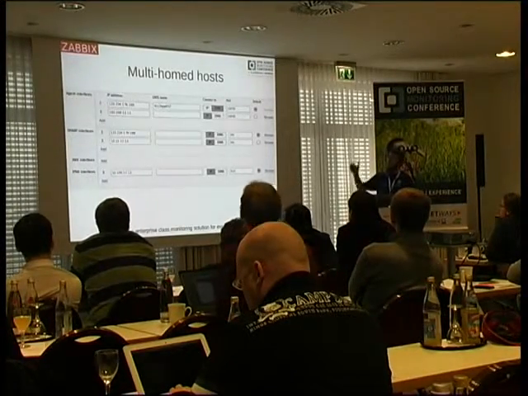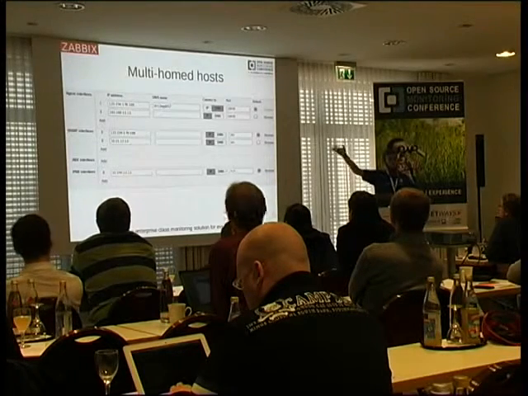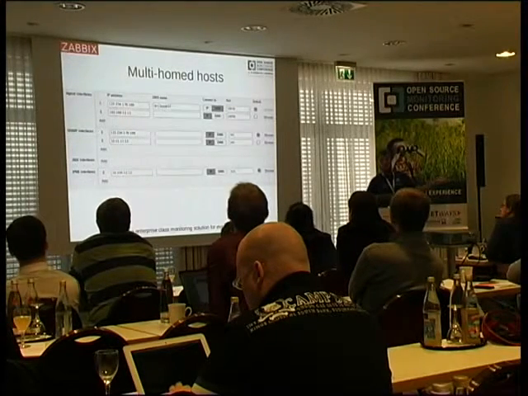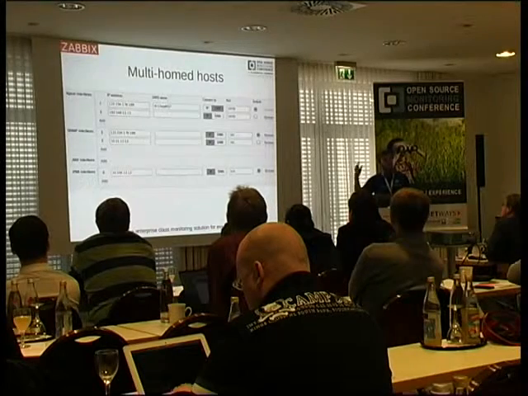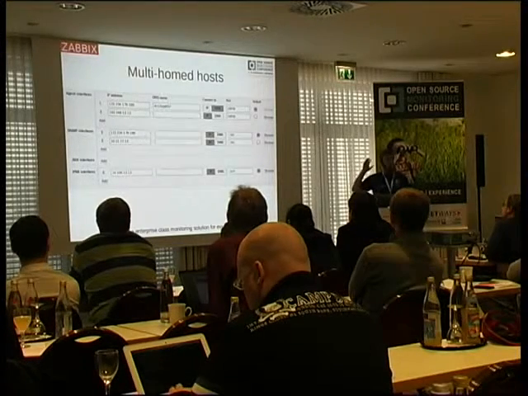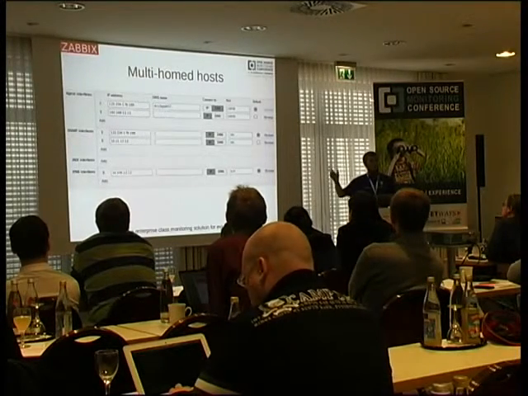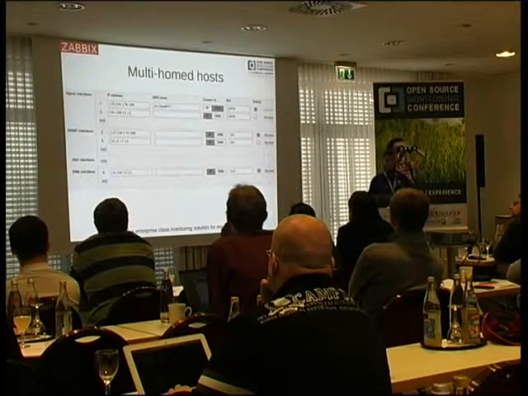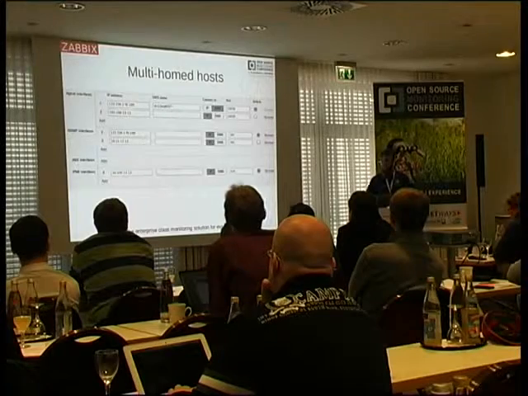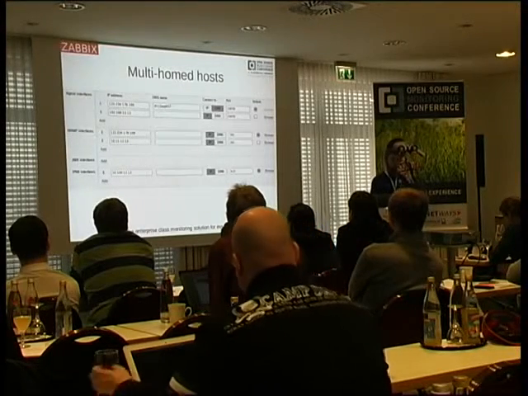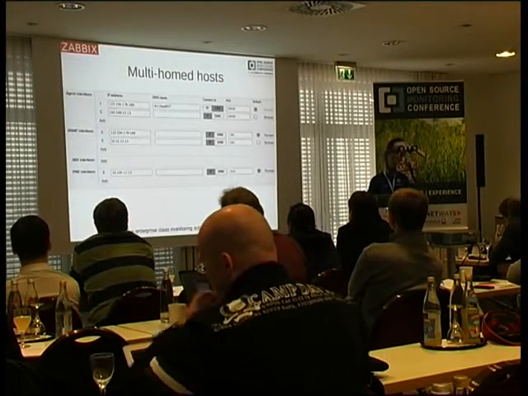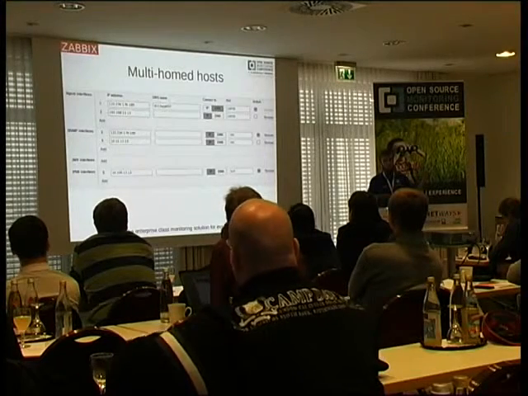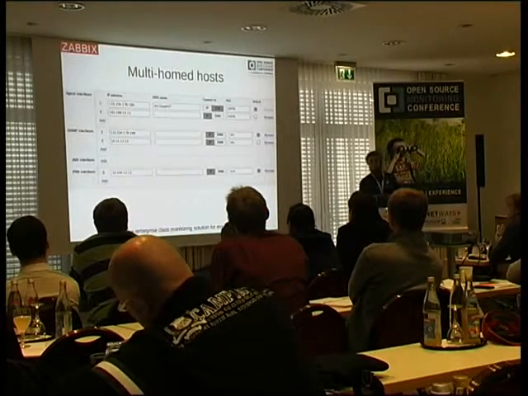So you could say that I'd like to monitor this TCP service on this IP address, this TCP service on this DNS name, then I'd like to use another interface for SNMP, and then yet another interface on the management network for IPMI. Zabbix will, of course, automatically distribute everything through all the corresponding interfaces, and all this will be done with a single host, so everything will still be aggregated on a single system in the Zabbix configuration.